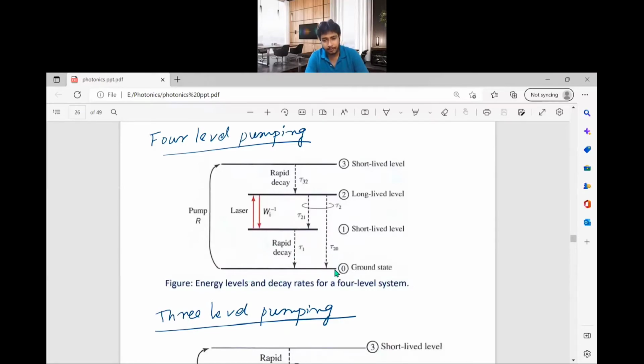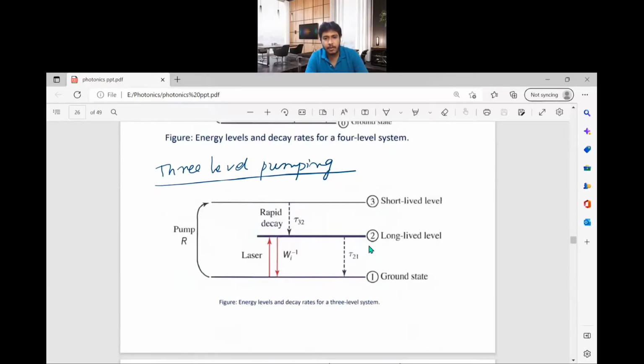So this 4 level system does not have lasing with respect to the ground state. Lasing will happen from this energy level 2 to 1. So you will have the laser from energy level 2 to 1. If a photon hits this system, you have the population inversion between energy level 2 and 1, so you will get the laser light here. So it includes all the 4 energy levels. This is the 4 level system.